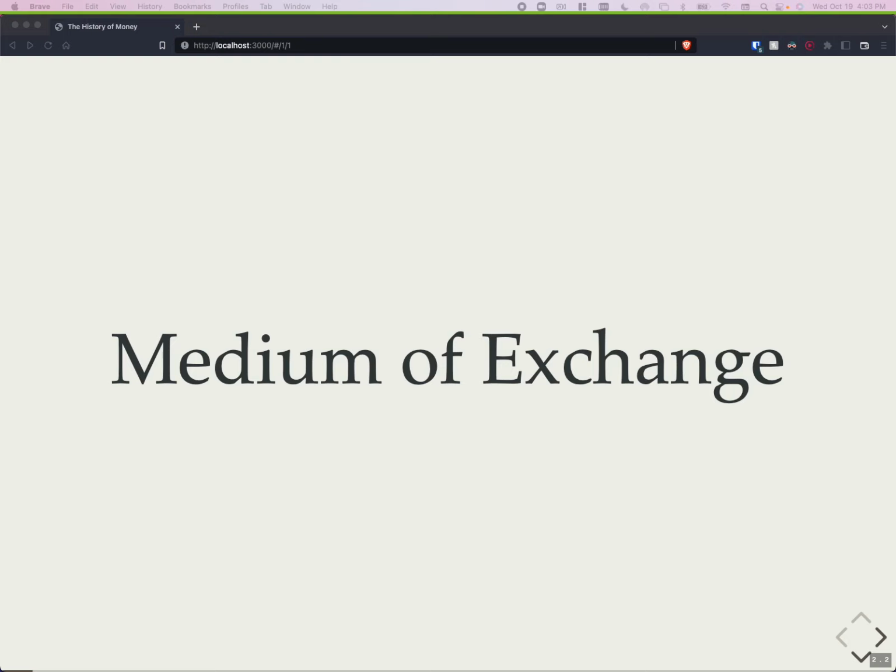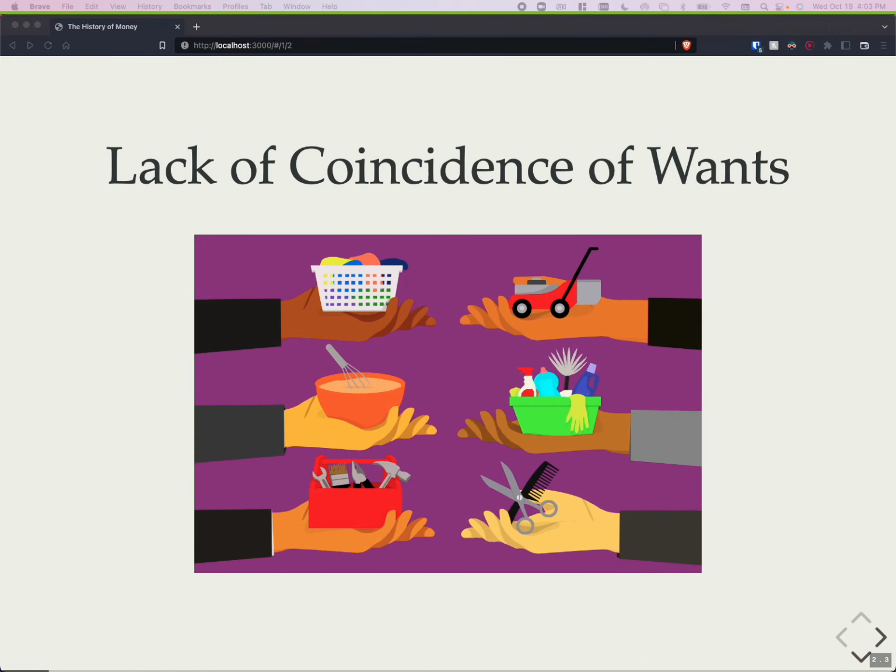It is meant to be incredibly liquid, measured in the size of the market in which the good is traded, and it's also meant to be salable, which is measured in the ease of buying and selling a good on the market. Originally, one of our earliest forms of trade was barter. The lack of coincidence of wants created from barter is when you have a good or service that you want to exchange, however, nobody wants it.